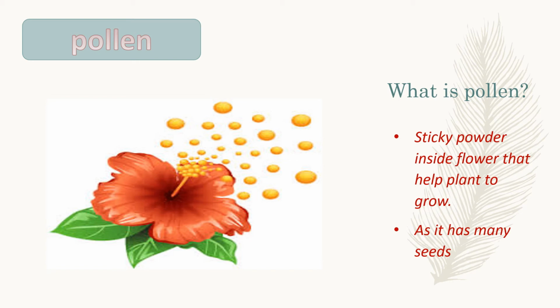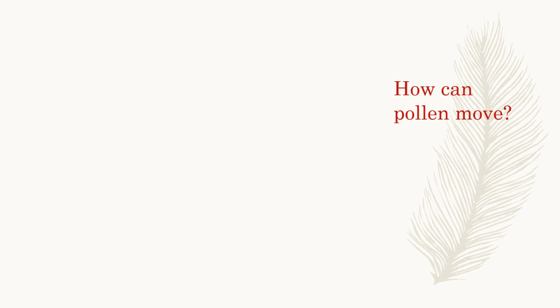What is the pollen? Pollen is a sticky powder like the flour in your mother's kitchen. This is powder, but something sticky, okay? So the sticky powder inside the flower helps a plant to grow. How can it help a plant to grow? As it has many seeds inside. So it will help a plant to make new plants and grow. Okay. Pollen has seeds inside that help a plant to make a new plant.